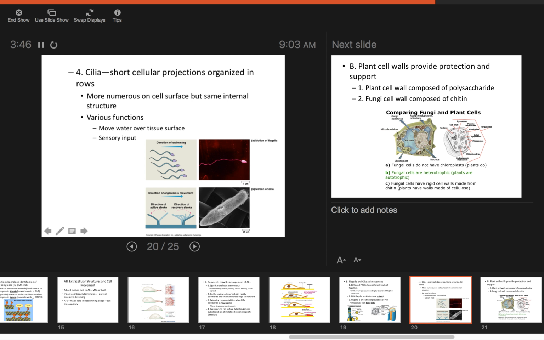Cilia are a little bit different from flagella. Shorter cellular projections, and you usually see them in rows. So down here, looking at this unicellular creature, you can see that it looks fuzzy and hairy. Well, that's all cilia, and they act like little rows, if you will, to swim or stroke across the medium that they're living in. So usually more numerous on the cell surface, but same internal structure, just different functions.